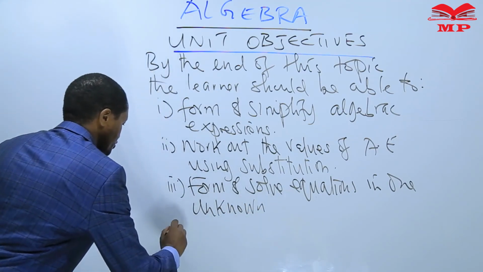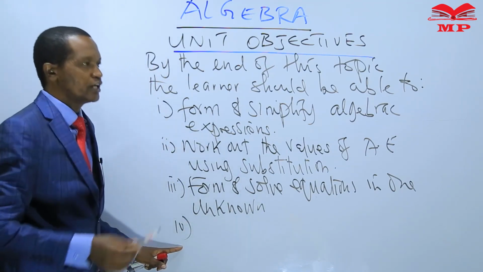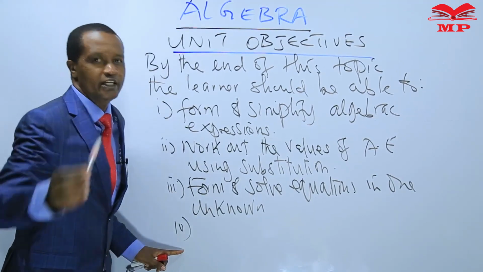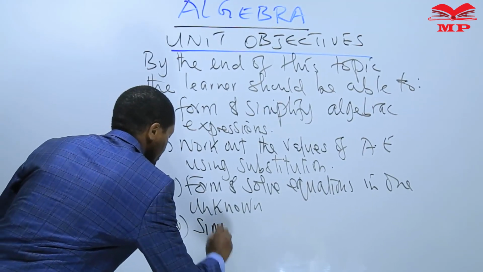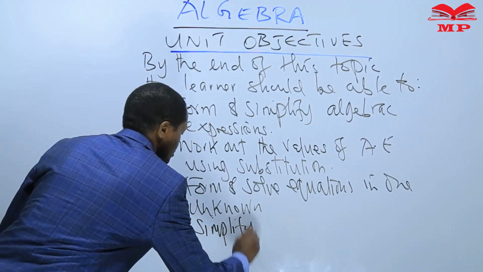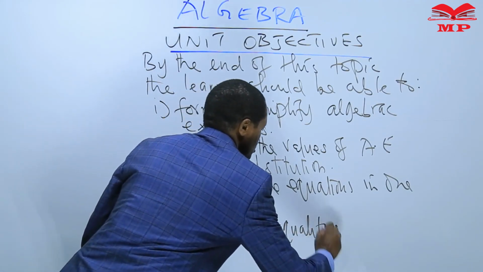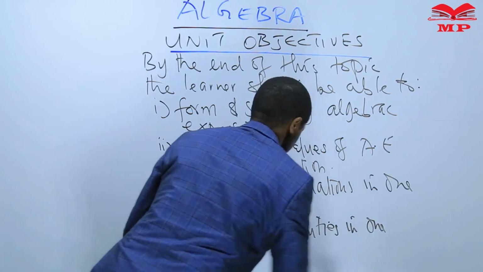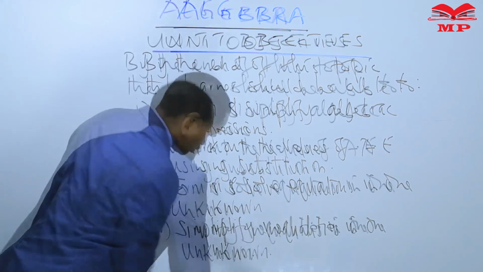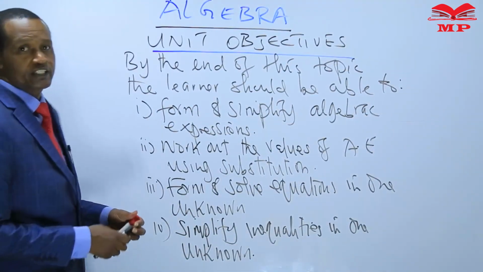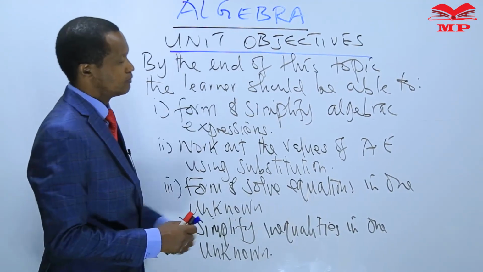Then lastly, number 4, the fourth objective is that you should be able to simplify inequalities in one unknown. Pupils, these are the objectives that we intend to achieve by the end of this topic, algebra.